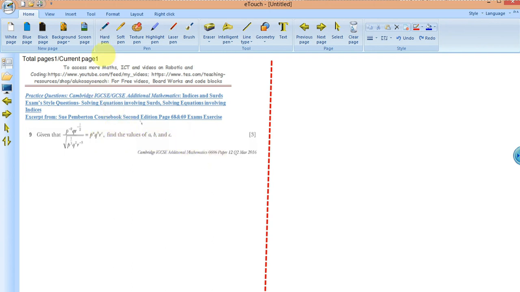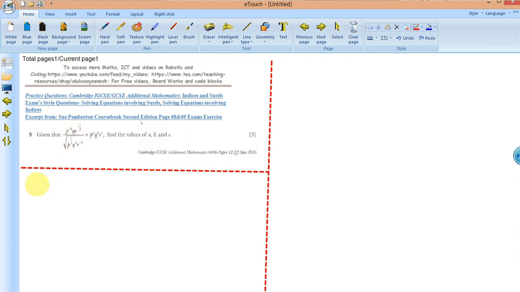Okay, so guys, let's go ahead and find a, b, c. Let's just go ahead and demarcate this also. Okay, so let's just separate the question from the solution. Okay, so now here, the first thing I'm going to do is to work with this square root here.